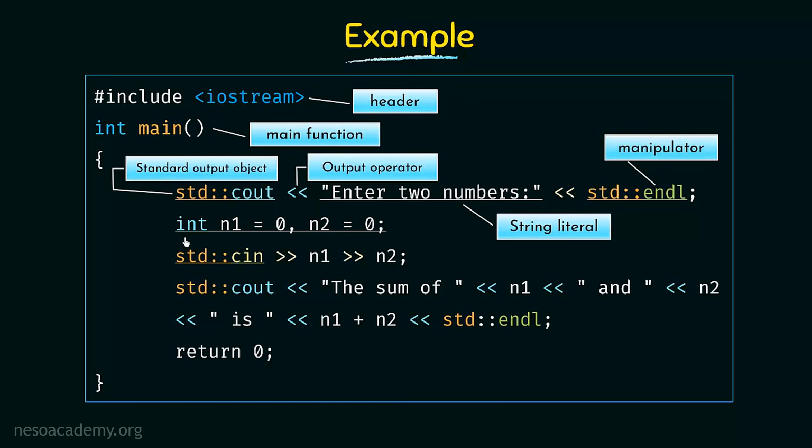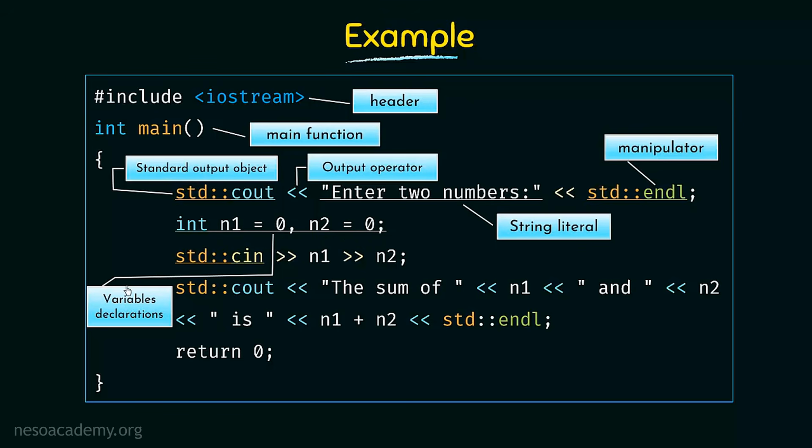Now after this we have int n1 = 0, n2 = 0. What are these? These are variable declarations. Variables are something that we are going to learn in detail in the coming lectures, but just remember for now that a variable is something that can store values. Here we are declaring two variables n1 and n2, and they are of type integer. So they are integer variables, and initially they are holding the values 0 and 0. So int n1 = 0, comma, and n2 is also equal to 0. This comma tells us that n2 is also an integer and it is equal to 0, and then we end it with a semicolon.